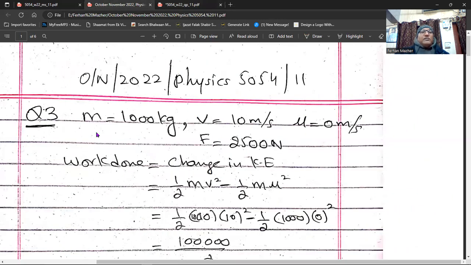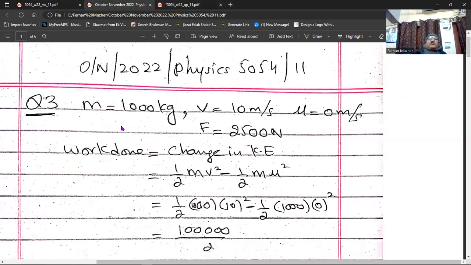So here we go. The mass is 1000 kg. The initial velocity is 10 meters per second. Then the final velocity will be 0 meters per second. And the force applied is 2500 Newton. So the work done will be the change in the kinetic energy. This is another formula for the work done, the change in the kinetic energy. So that will be 1/2 mv² minus 1/2 mu².